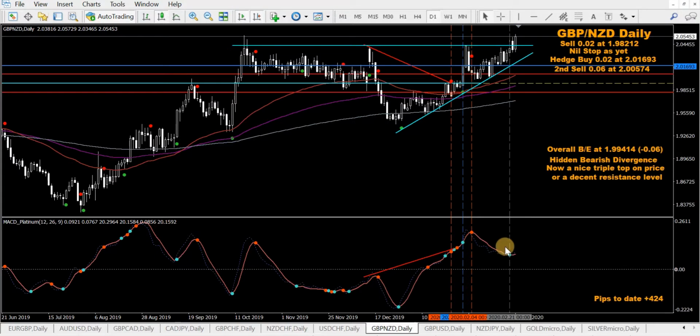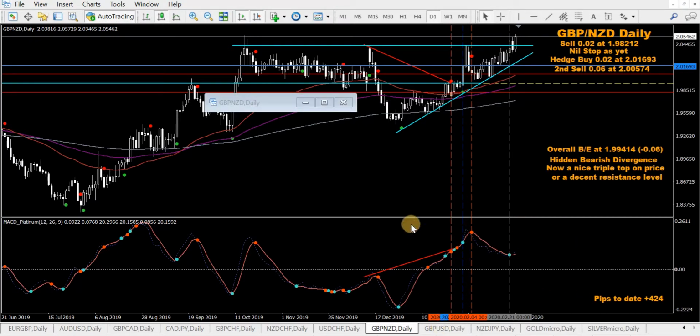I thought it was going to come back down, but now it's popped through again today. Got a blue dot on the MACD Platinum, so possibly going to take a second hedge buy on this and then try and work my way down. MACD still above the zero level, so still looking to work my way down.